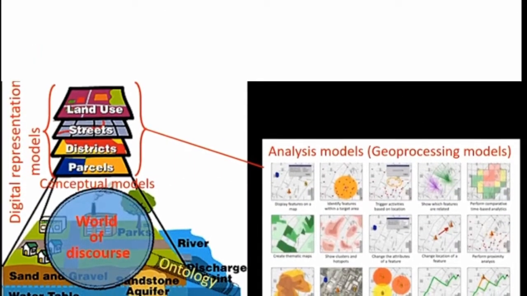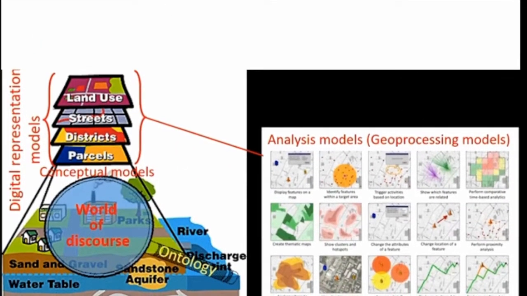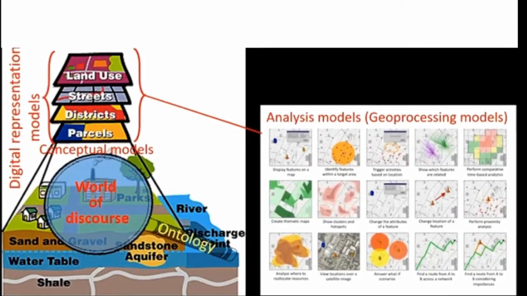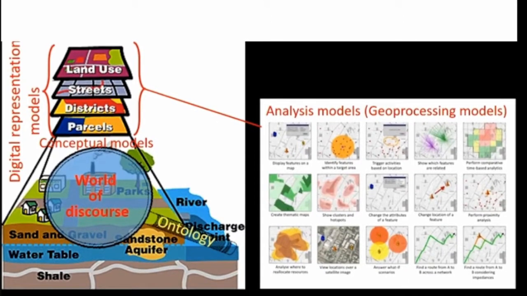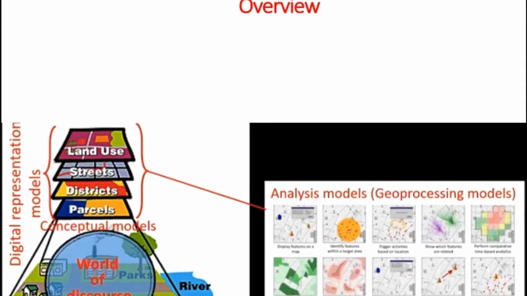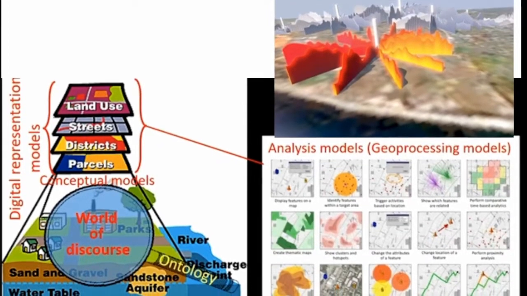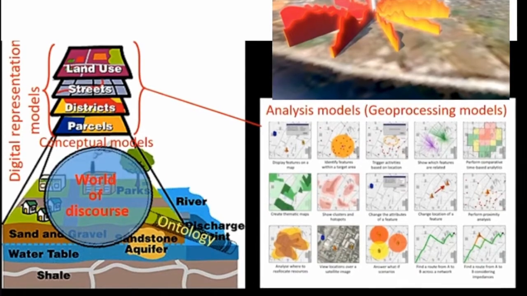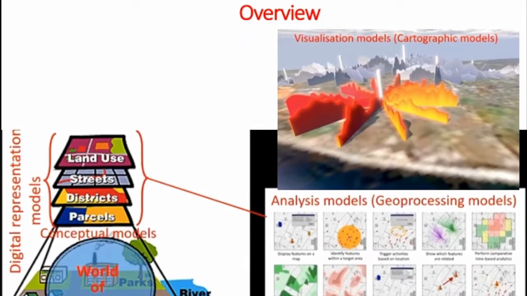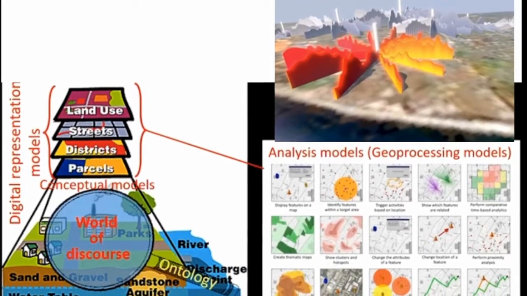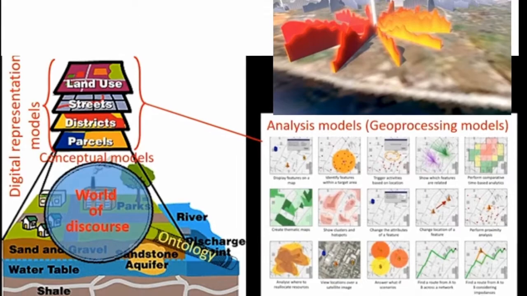Then there will be further analysis, such as how far from A to B, or what the distance is from Ram's house to Sam's. Such analysis can be performed, and after that it will be visualized in a visualization model with cartographic rules, and it is termed a cartographic model. So it will be represented in a 3D model, 2D map or simulation.